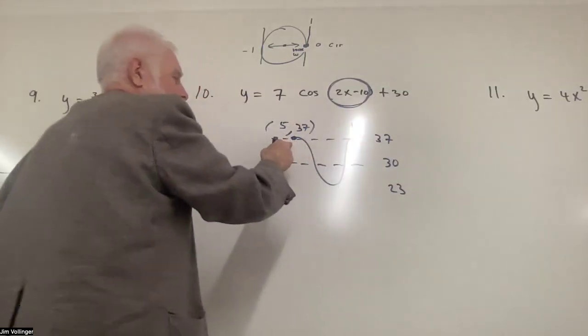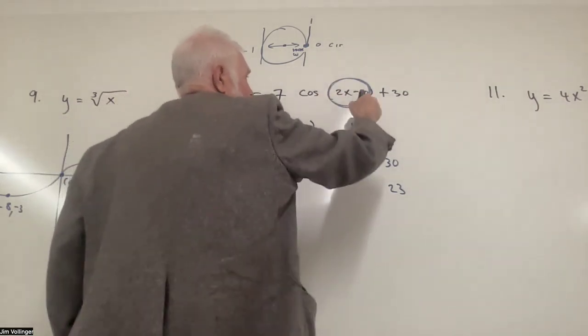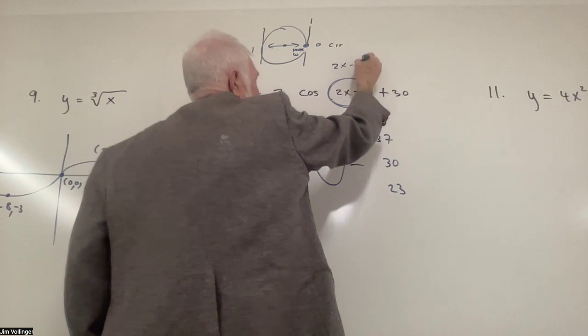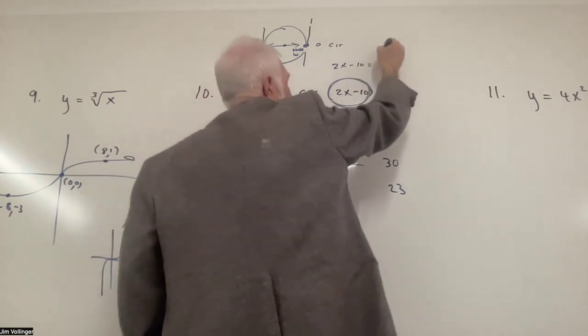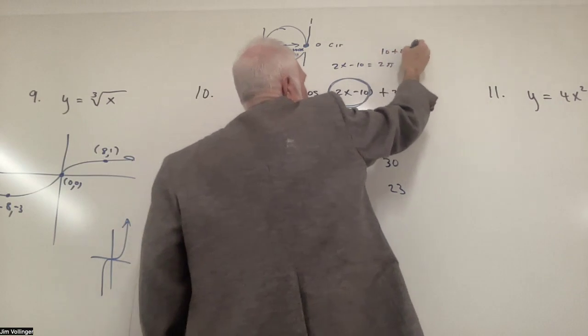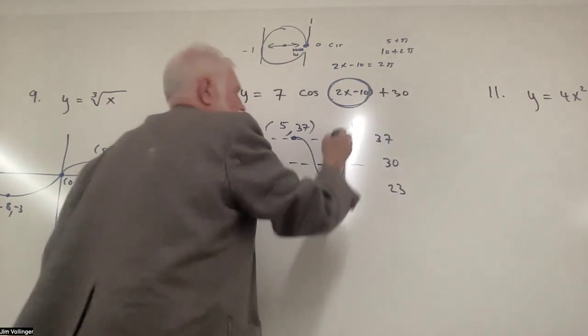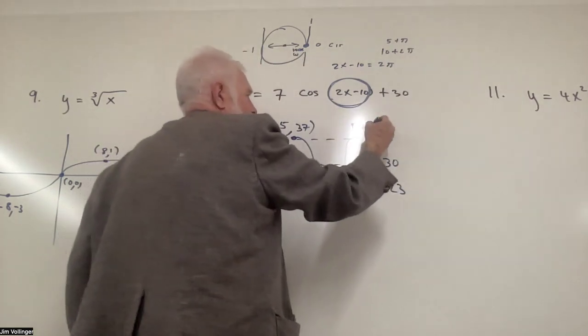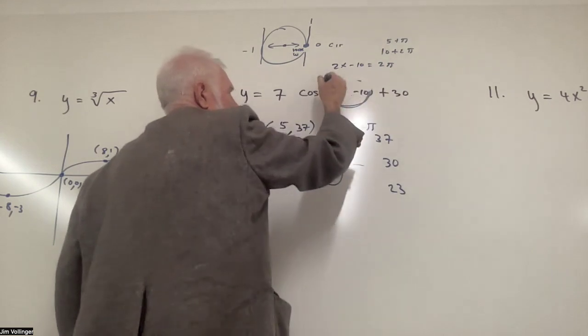That's why I'm there. Okay, 2 pi. When does this equal 2 pi? When does 2x minus 10 equal 2 pi? Well, let's add 10 to the other side, and then let's divide by 2. And I get 5 plus pi. So 5 plus pi. When I substitute 5 plus pi in here, you might as well see it work.